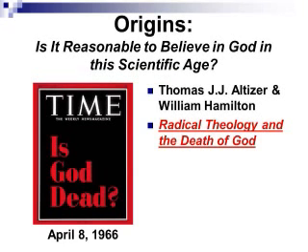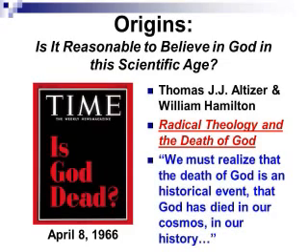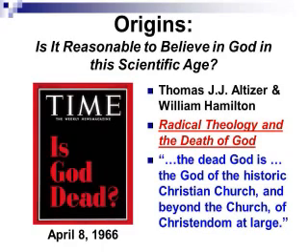Thomas J.J. Altizer and William Hamilton, both of whom were theologians, wrote a book called Radical Theology and the Death of God. Here's some of the things they said. "We must realize that the death of God is an historical event, that God has died in our cosmos, in our history. And the dead God is the God of the historic Christian church, and beyond the church of Christendom at large." These two men are preachers, and they were claiming that in fact God has died in our time. Incredible, isn't that? And that the God that died is the God of Christendom.